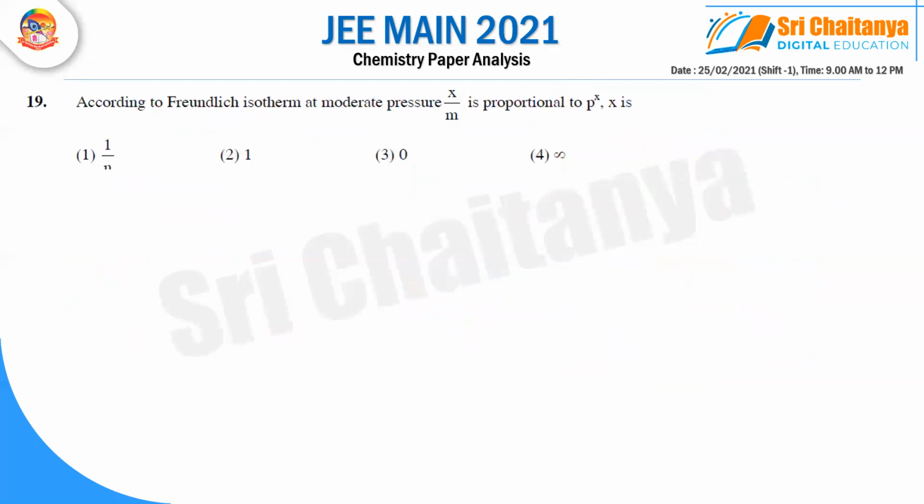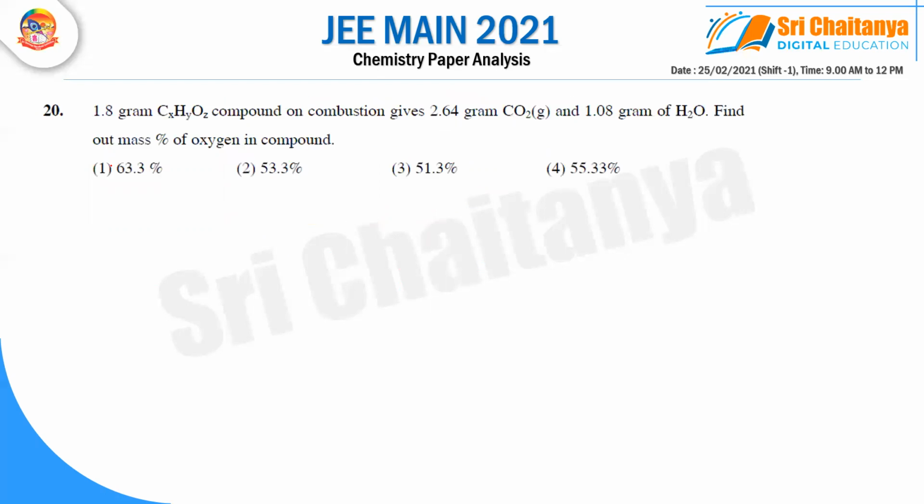Next, we have Freundlich isotherm. Again, this question comes in almost every paper. So adsorption is directly proportional to P raised to power 1 upon n within intermediate pressure values. Not when pressure is 0 and not when pressure is extremely high. Within the intermediate pressure values, this is the situation. So we have option 1 is correct, n is a little bit missing. So you please check it out.